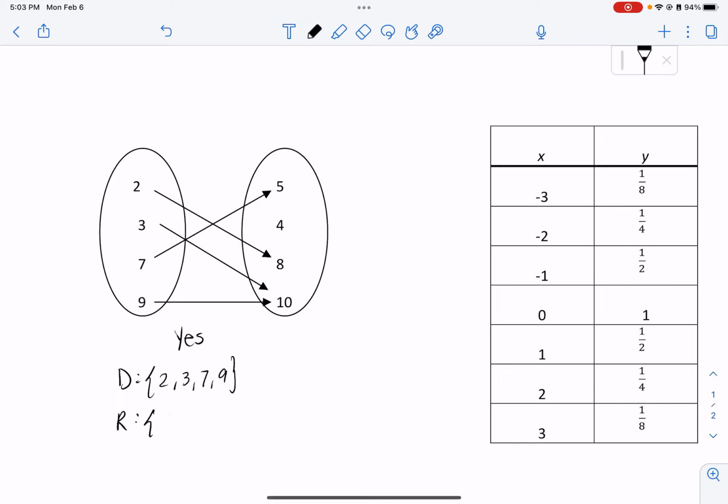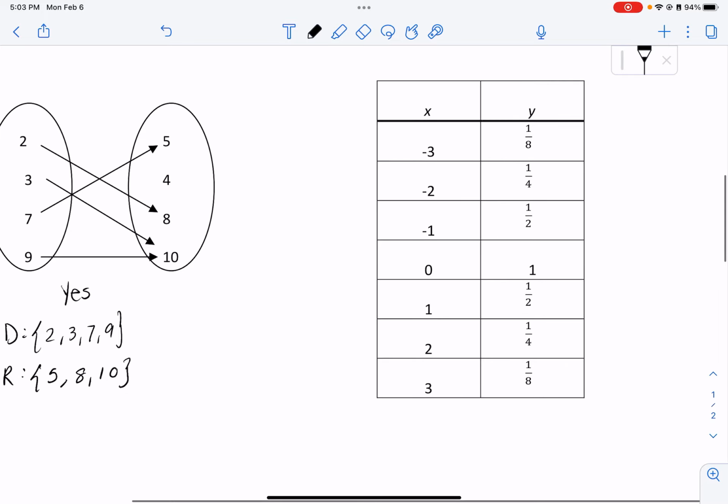So it's cool to just say this right now. And same with our range. Our range here is actually only going to be 5, 8, and 10. 4 is listed here, but there's no x value that could give us 4. So there's no point listing 4 in our range because it's not actually one of our possible y values. So our range is just 5, 8, 10.